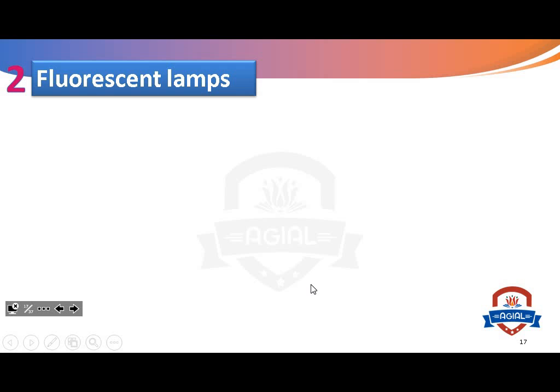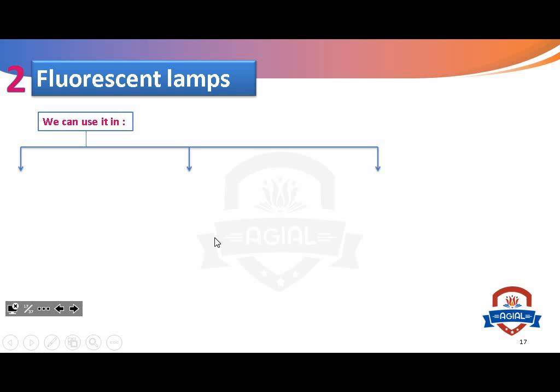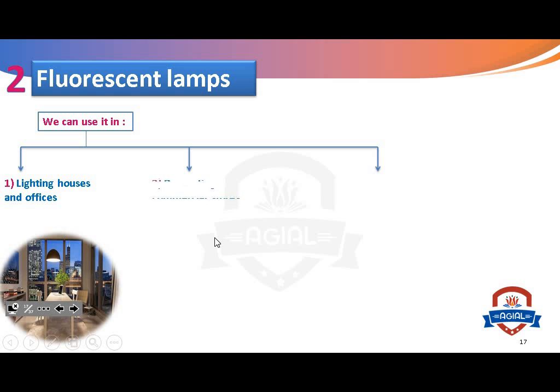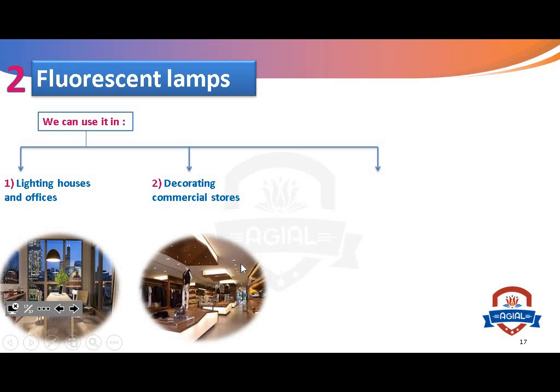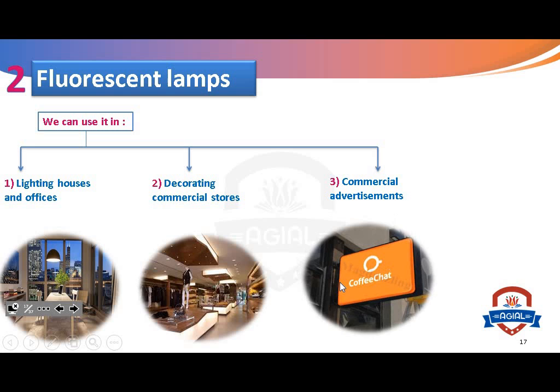Number two, the fluorescent lamps. First, we can use it in lighting houses and offices. Number two, decorating commercial stores like this. Number three, commercial and advertisement like this.